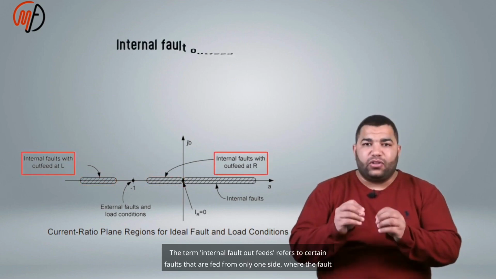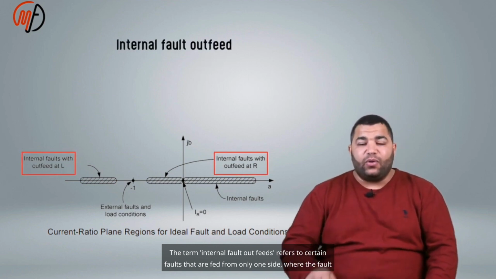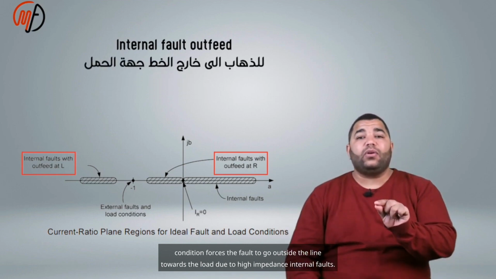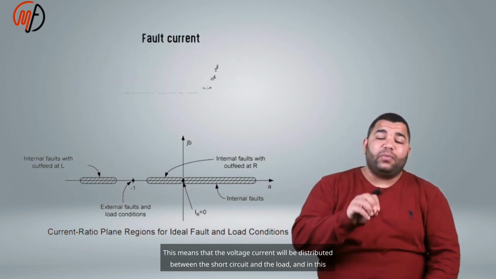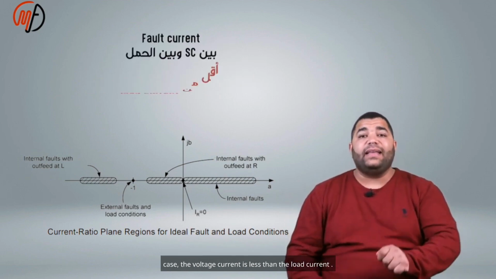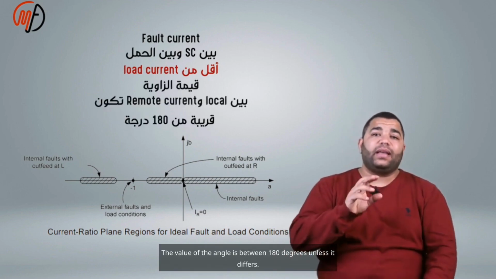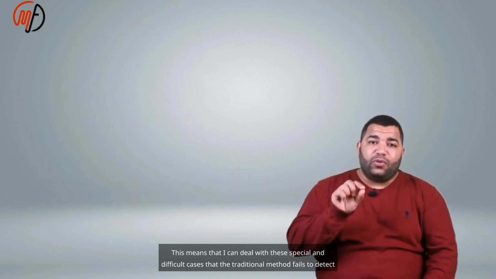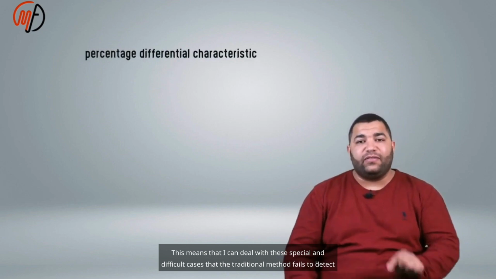The term internal fault outfeed refers to certain faults that are fed from only one side, where the fault condition forces the fault current to go outside the line towards the load. Due to high impedance internal faults, the fault current will be distributed between the short circuit and the load, and in this case, the current is less than the load current. The value of the angle is around 180 degrees unless it differs. This means that I can deal with these special and difficult cases that the traditional method fails to detect.